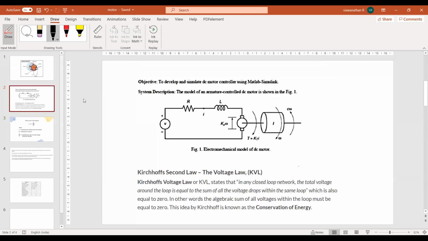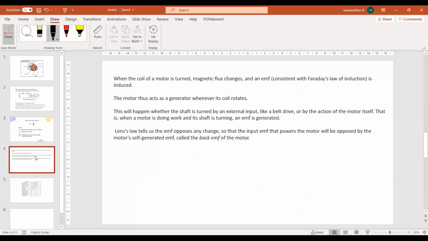What is it for the resistance? V is equal to IR, sir. V is equal to IR. Okay, fine.